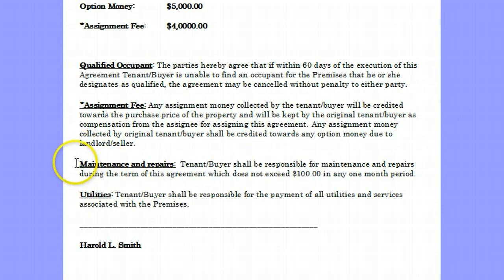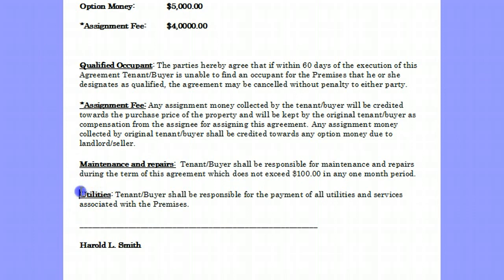Maintenance and repairs. Tenant buyer shall be responsible for maintenance and repairs during the term of this agreement, which does not exceed $100 any month period. And we generally tell the sellers our person that's moving in there is going to take good care of the property. In fact, if they need to do a repair with your knowledge of that repair, they will pay up to $100. So if the bill comes in at $90, they're going to pay it. If it comes in at $150, they're going to pay $100. Or they might pay $150 of that $150 and subtract the other $50 from rent.